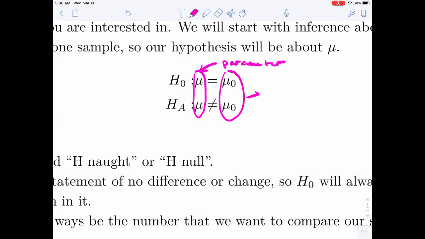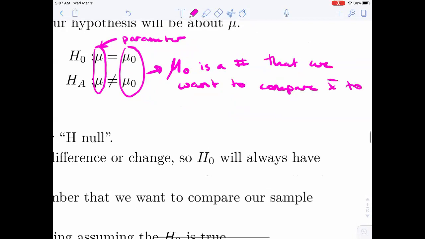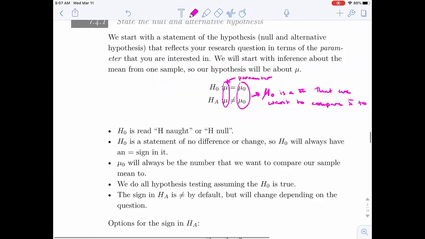So mu naught is a number that we want to compare our sample mean, x bar, to. Is it going to look better if I zoom out a little bit? Not great.